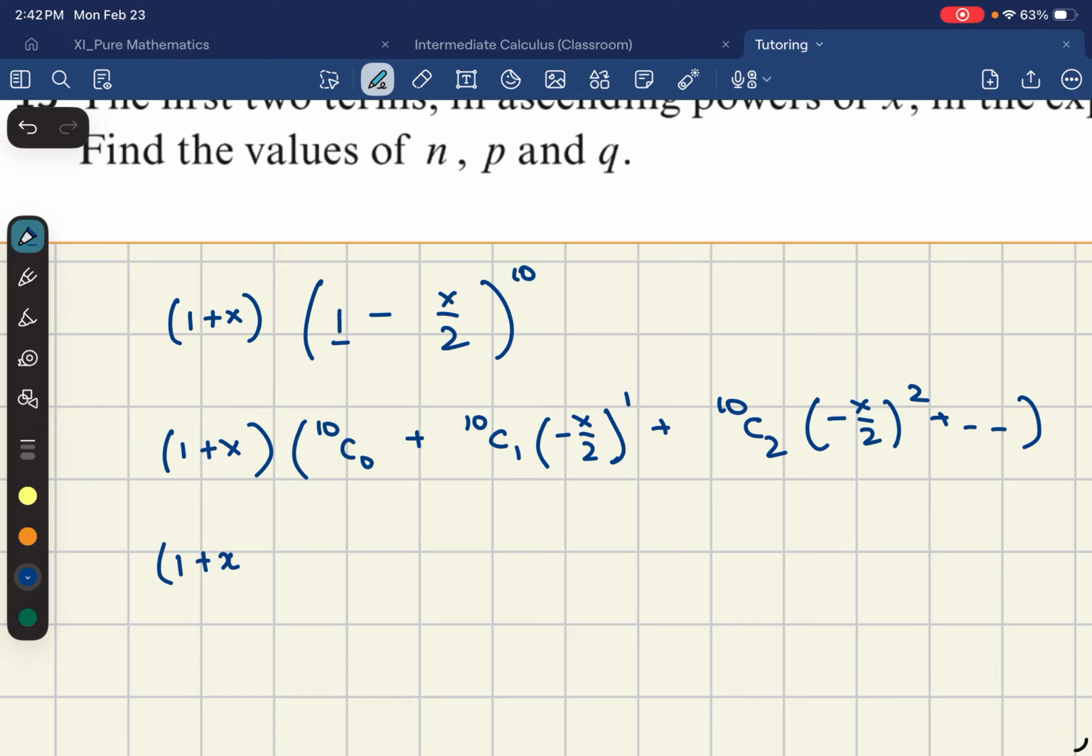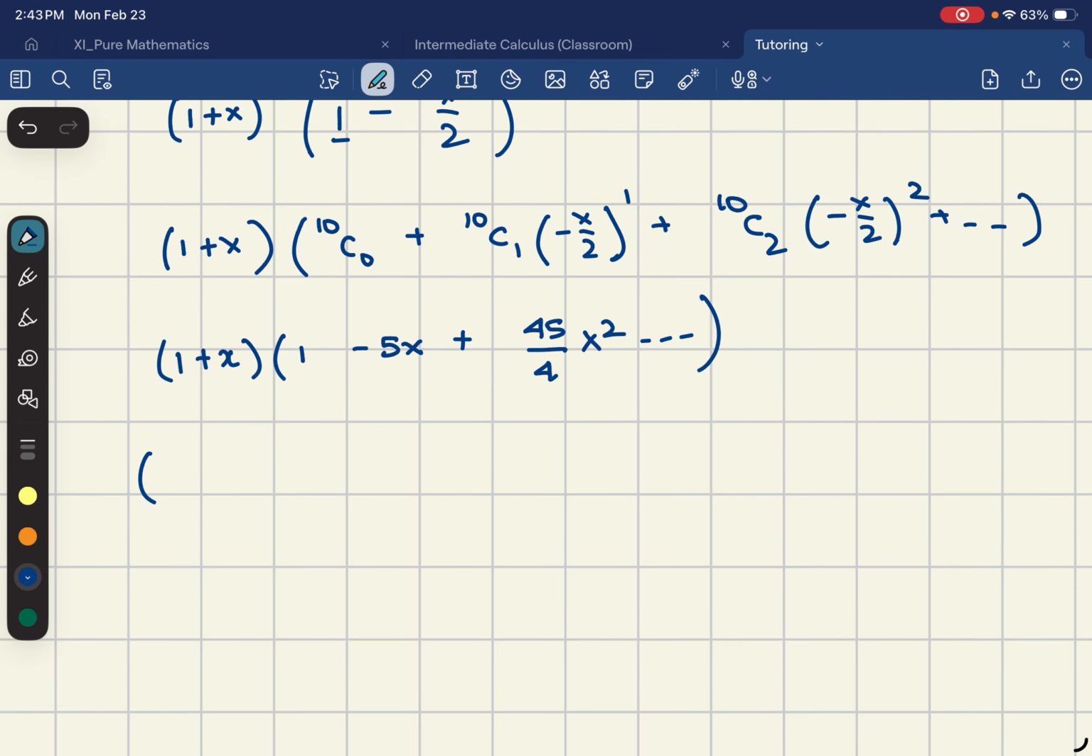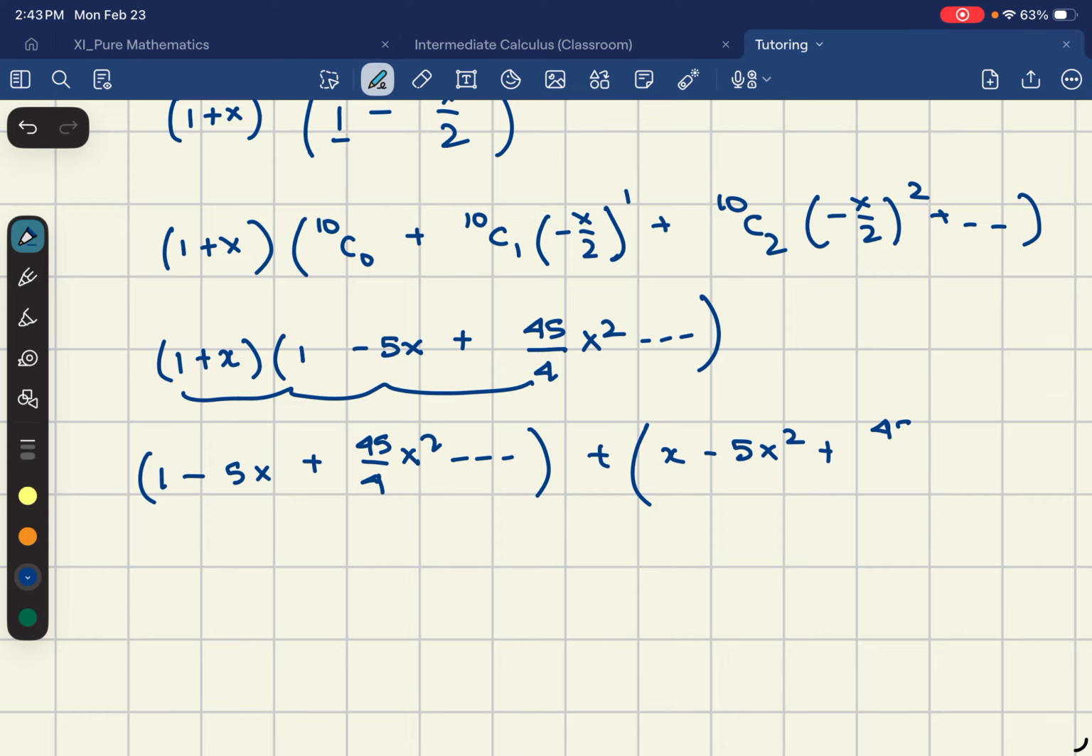So 1 plus x, 1 plus, this is 10 choose 1 is 10, divided by 2 is going to give me minus 5x. 10 choose 2 is 45 divided by 4. So I have 45 divided by 4x squared. And I encourage you to simplify on your own. And now I have 1 minus 5x plus 45 over 4x squared. When I multiply with 1 with all three terms, dot, dot, dot. Plus if I multiply with x, I have x minus 5x squared plus 45 by 4x cubed, dot, dot, dot.